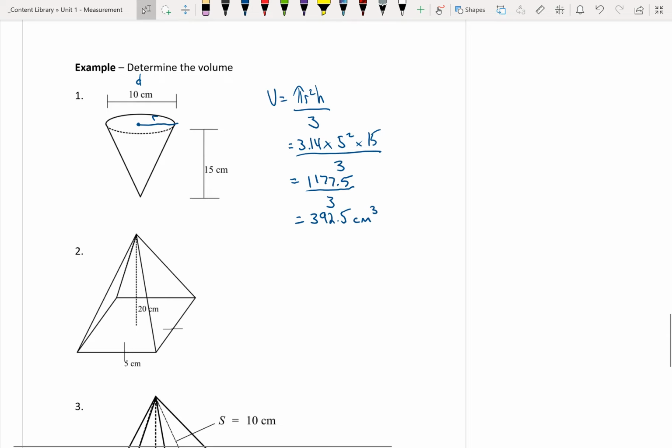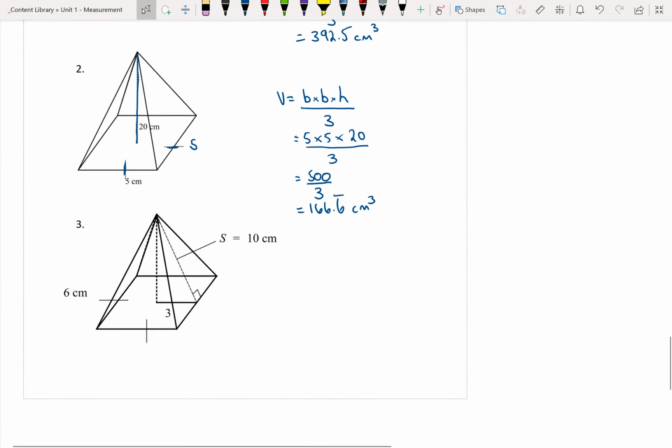If I look at example 2, I have a square-based pyramid. Square base means all the sides on the base are the same, so 5 and 5, and I want to find the volume. So V equals base times height divided by 3. So 5 times 5 times my height, which is 20, divided all by 3. So I get 500 divided by 3. And I get 166.6 repeating centimeters cubed. And that would be the volume of my square-based pyramid.